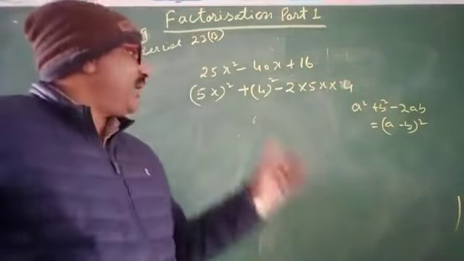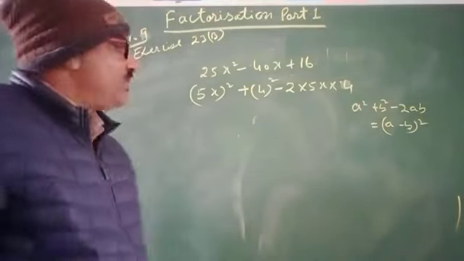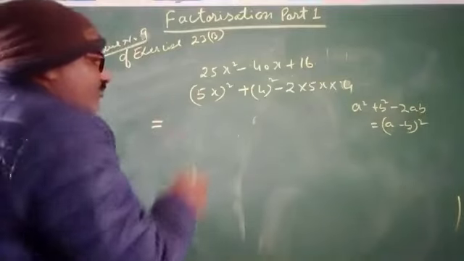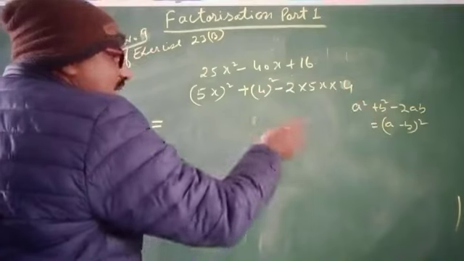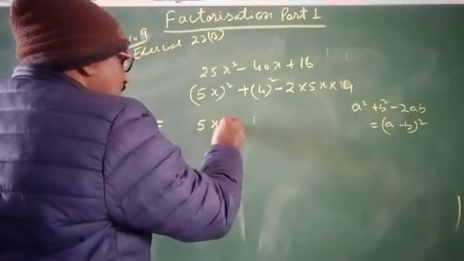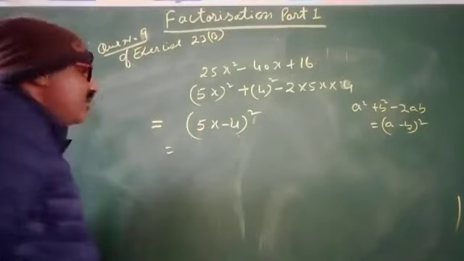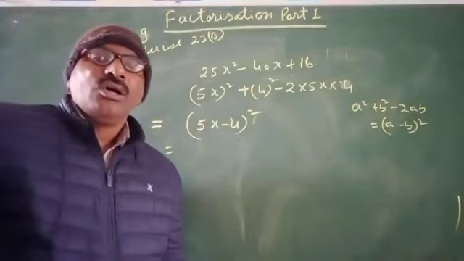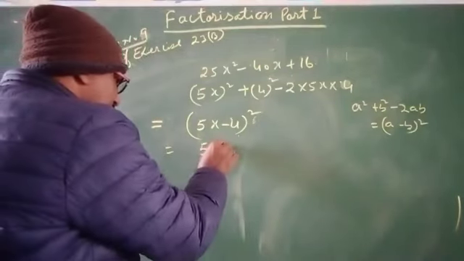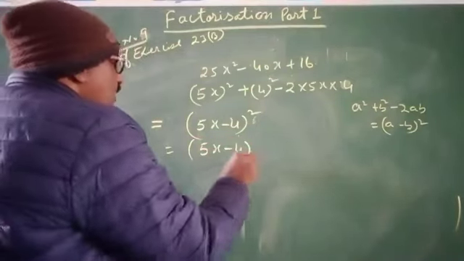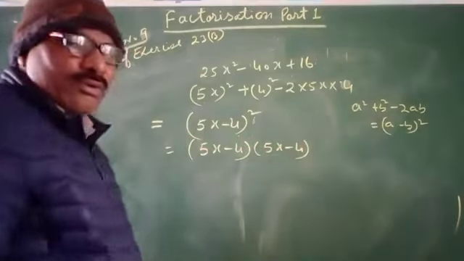So this is the form of a square plus b square minus 2ab. Here you see that in the place of a is 5x and in place of b is 4. So you can write 5x minus 4 whole square. So here 5x minus 4 whole square we can write as 5x minus 4 and 5x minus 4.